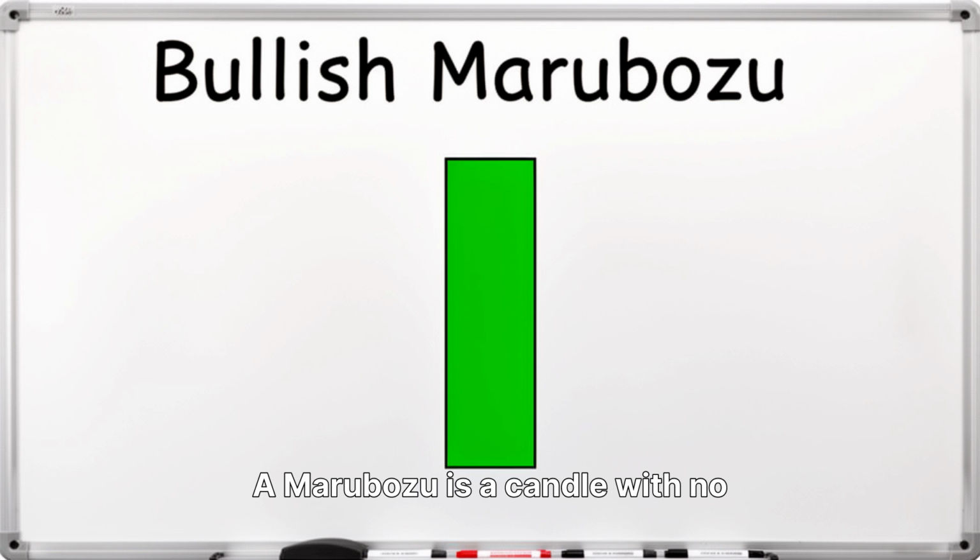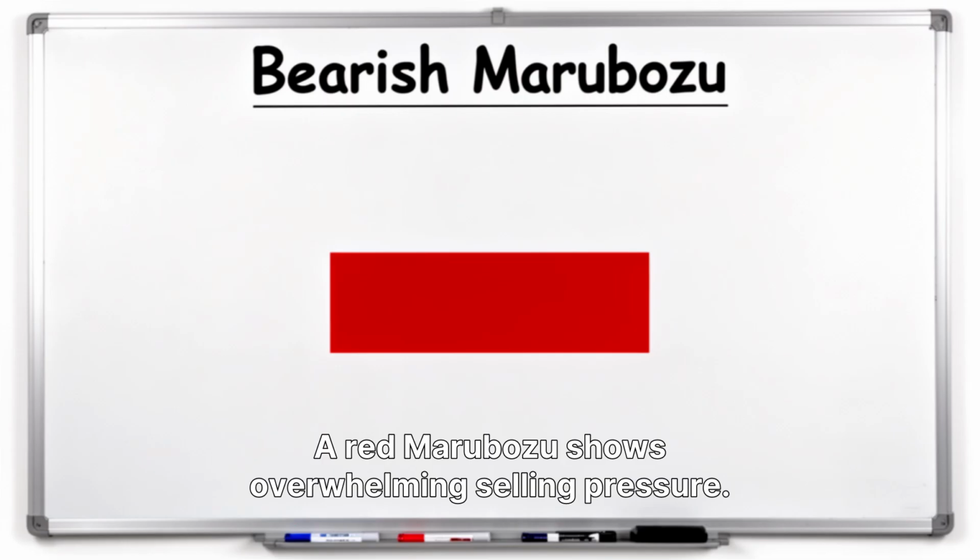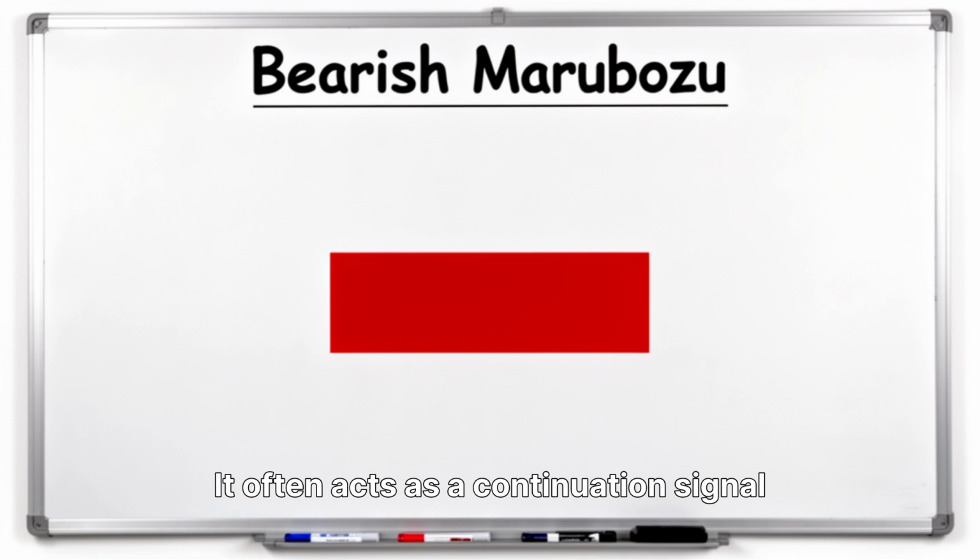A marubozu is a candle with no wicks. A green marubozu indicates extreme bullish strength from start to finish. A red marubozu shows overwhelming selling pressure. It often acts as a continuation signal for a strong downtrend.